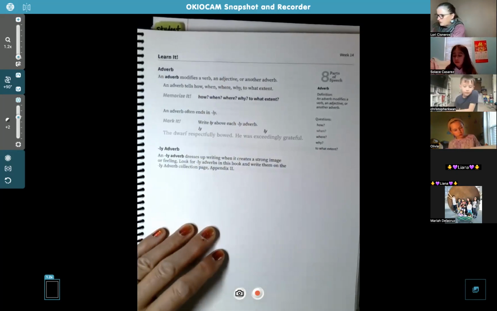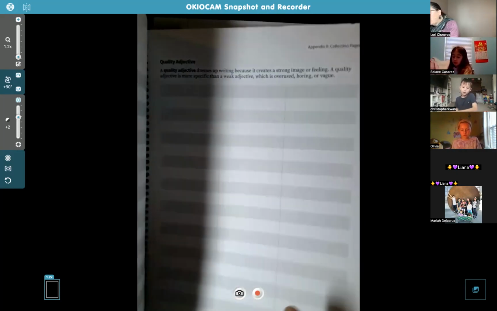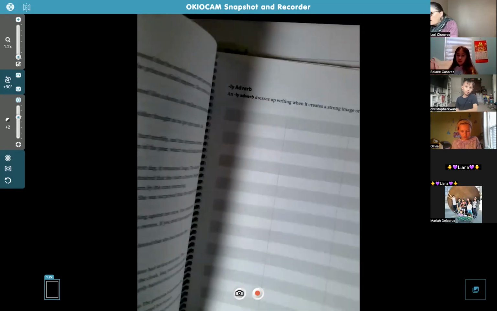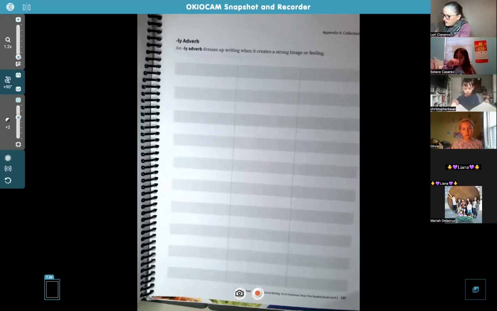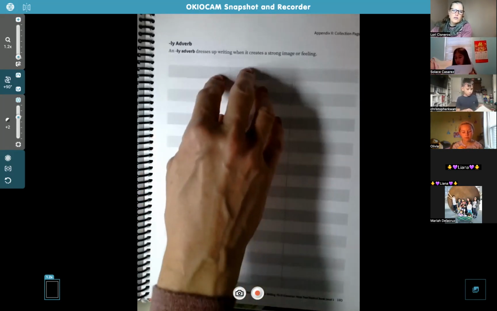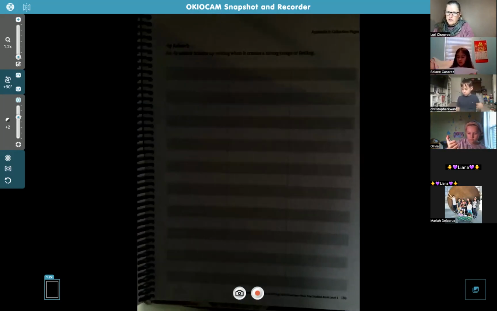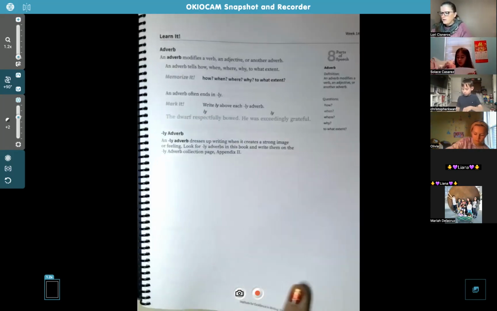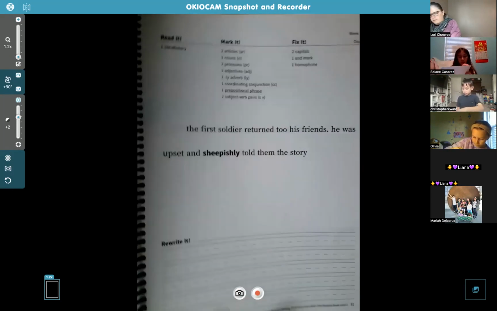It says Appendix 2. So if you want to see where that's at, I see Olivia looking back there. Appendix 2 is all the way in the back here. It looks like this. Page 189. So if you like that idea, you can use this page and keep a list for yourself to use in your writing. Okay? You don't have to do that, but if you like that idea, go for it. All right, so now we're going to move to the practice page.